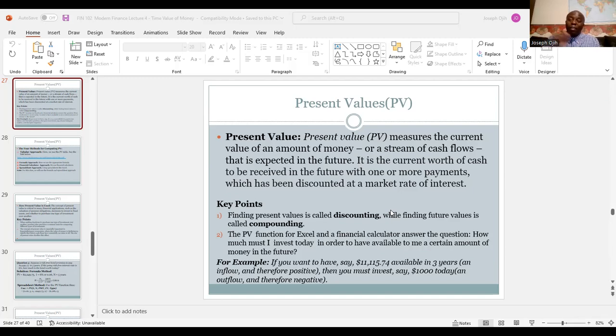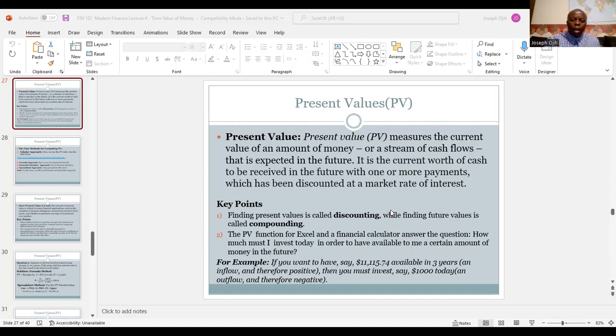Now, but in general, the question we are trying to figure out when we are doing a present value calculation is this: how much must I invest today in order to have available to me a certain amount of money in the future? So how much must I invest today to have $100,000 in 3 years' time? How much must I invest today in order to have $1 million in 10 years' time? That is what present value is about.